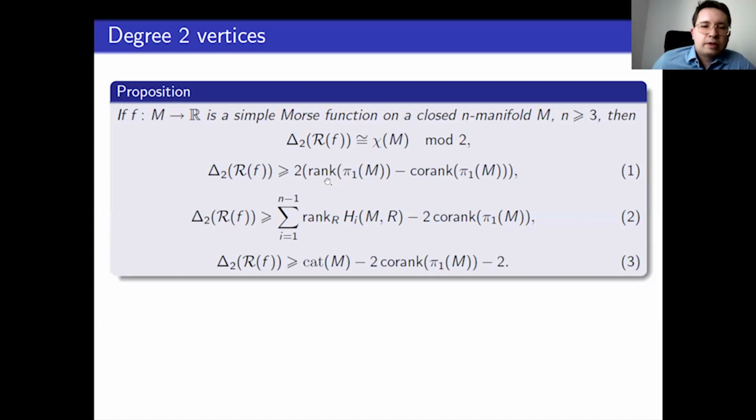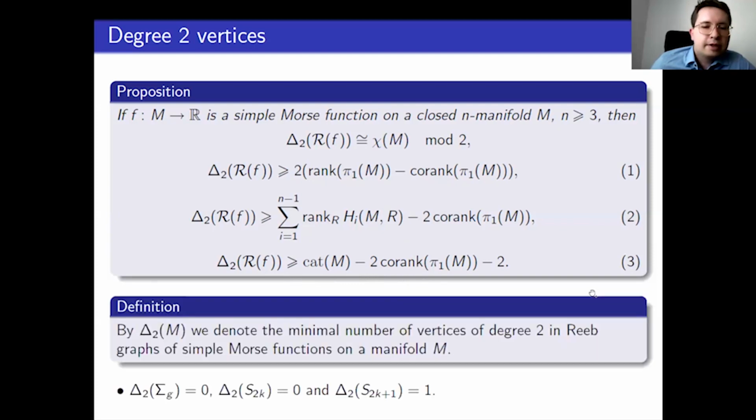The first one uses rank and corank of the fundamental group. The second one uses also the homology group with ring coefficients R, and the last inequality uses the Lusternik-Schnirelmann category of a manifold. And these bounds are essentially different. If we take the minimum on the left, we obtain the number delta 2, the minimum number of vertices of degree 2 in Reeb graphs of simple Morse functions.